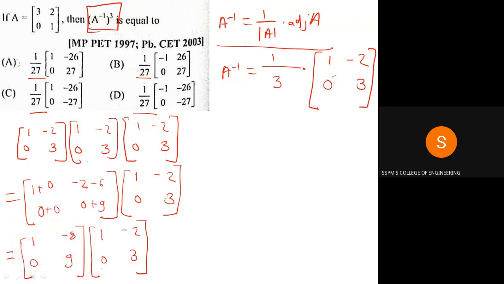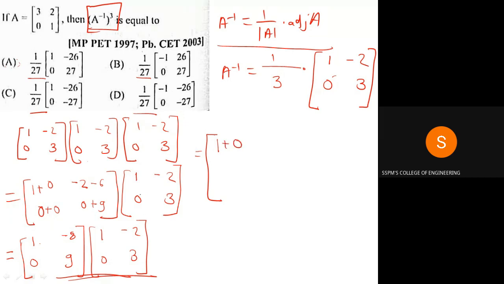We will multiply these two matrices. Okay? Is equal to what? So first row and first column. 1 into 1 it is 1. And minus 8 into 0 it is 0.